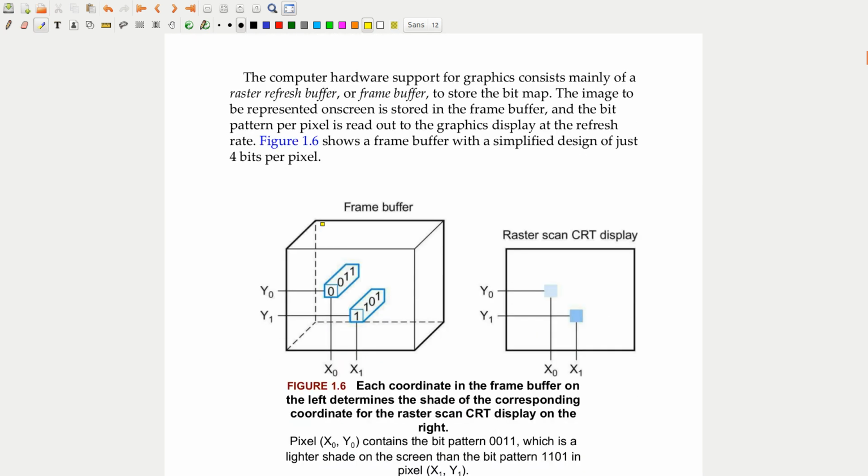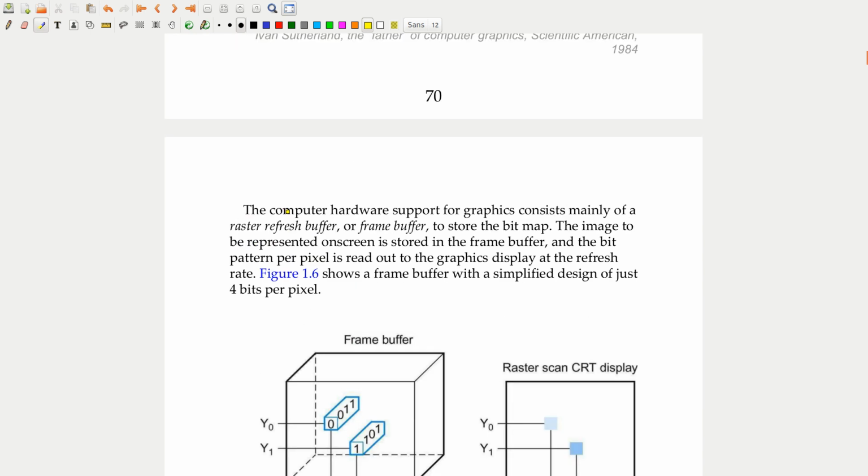Okay, well, this is more interesting. Now we're getting into how the architecture actually interacts with something like a display.